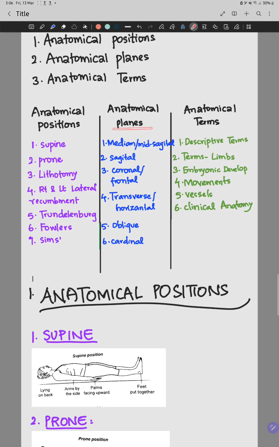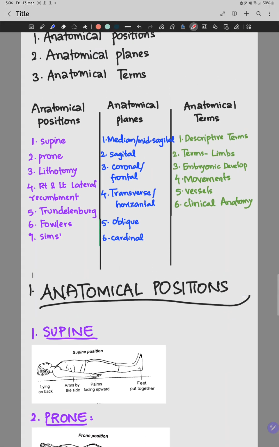Next, anatomical planes: median or mid-sagittal plane, sagittal plane, coronal or frontal plane, transverse or horizontal planes, oblique plane and cardinal plane. Next, coming to anatomical terms: the descriptive terms, terms related to the upper limb, terms related to embryonic development, terms related to movements, terms related to vessels and terms which are important for clinical anatomy. We will see everything in this lesson, in this chapter and in this class.